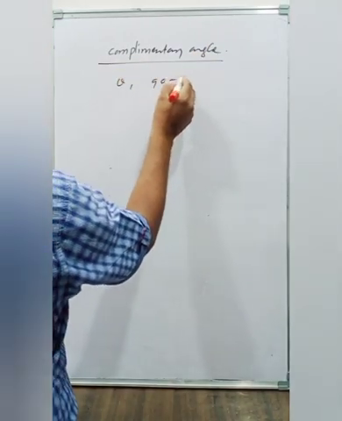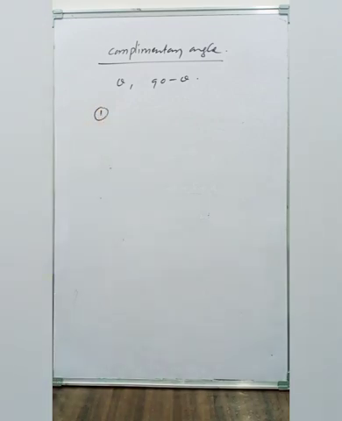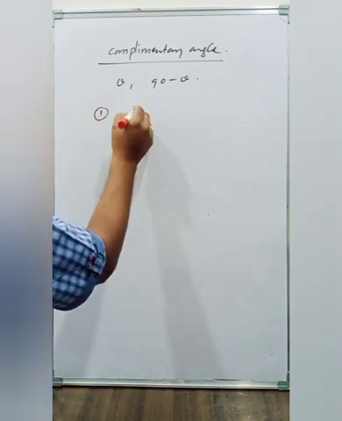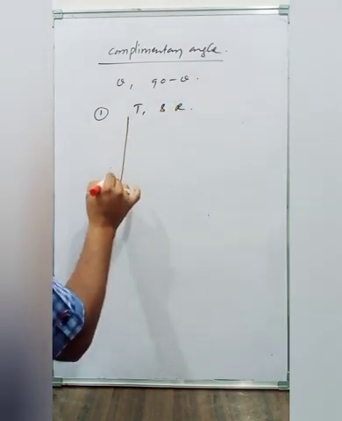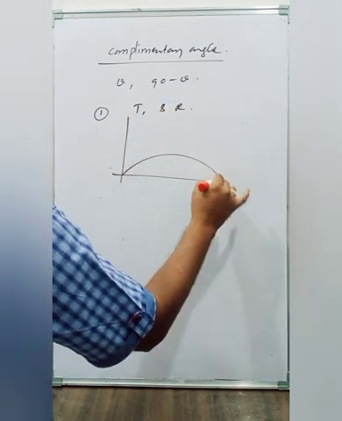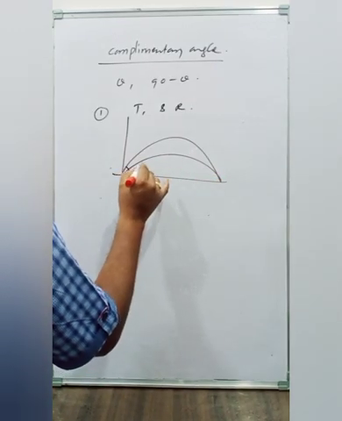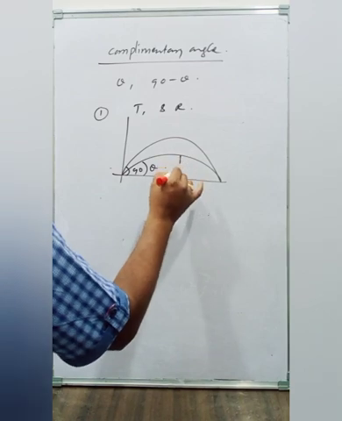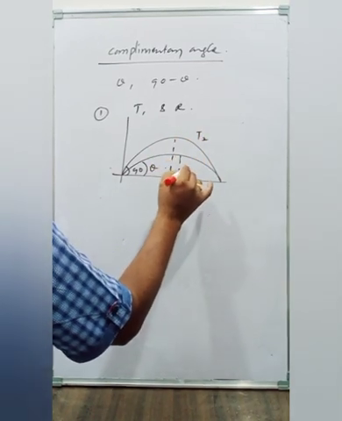Theta and 90 minus theta. So there is a relation between the times of flight and the range. Here, look at here. One of the projectiles is projected with different angles. One is 90 minus theta, the other one is theta. Their times of flight are different.